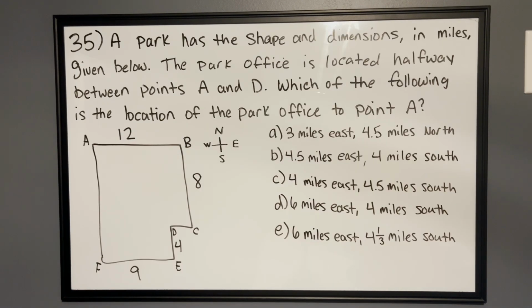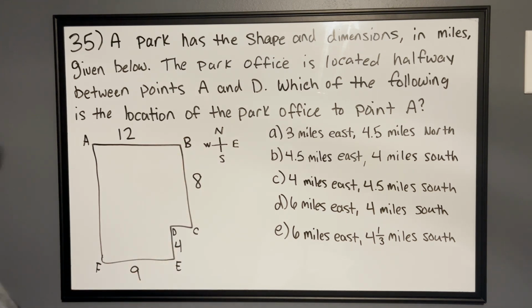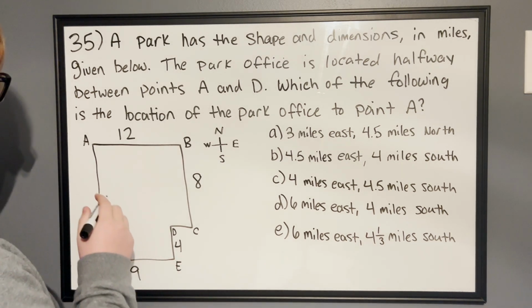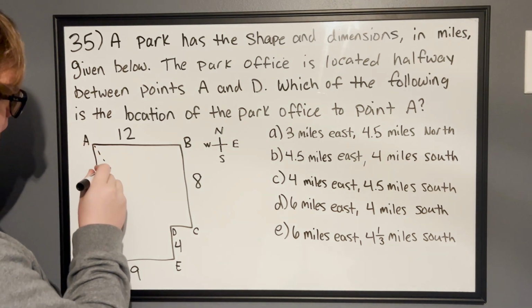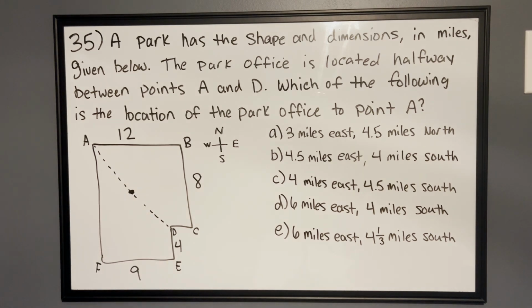All right, so here we have question number 35. It says a park has the shape and dimensions in miles given below. The park office is located halfway between points A and D. Which of the following is the location of the park office to point A? So here's the diagram. We have north, east, south, and west, standard coordinate system. And we want to find the park office, which we know is halfway between points A and D. So we know that it's going to be halfway on this line, so it's going to be somewhere around here. And we want to figure out how we can get there from point A.